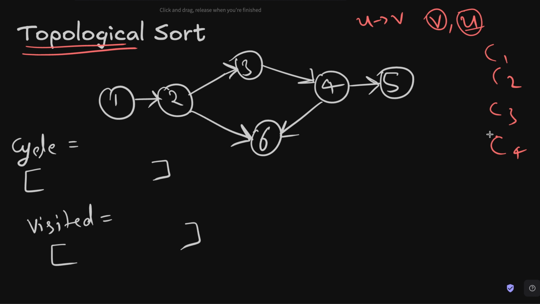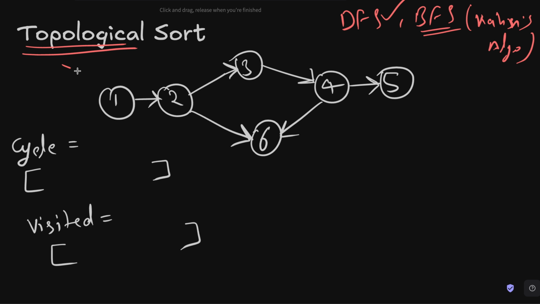Now there are two ways to find the topological sort. One is DFS and the other one is BFS. BFS means Kahn's algorithm. BFS or Kahn's algorithm is what we discussed in the Course Schedule 1 problem. So we can go for DFS in this problem. Now, yes, we are going to perform DFS on this graph, but understand that we also need to detect a cycle in the graph.